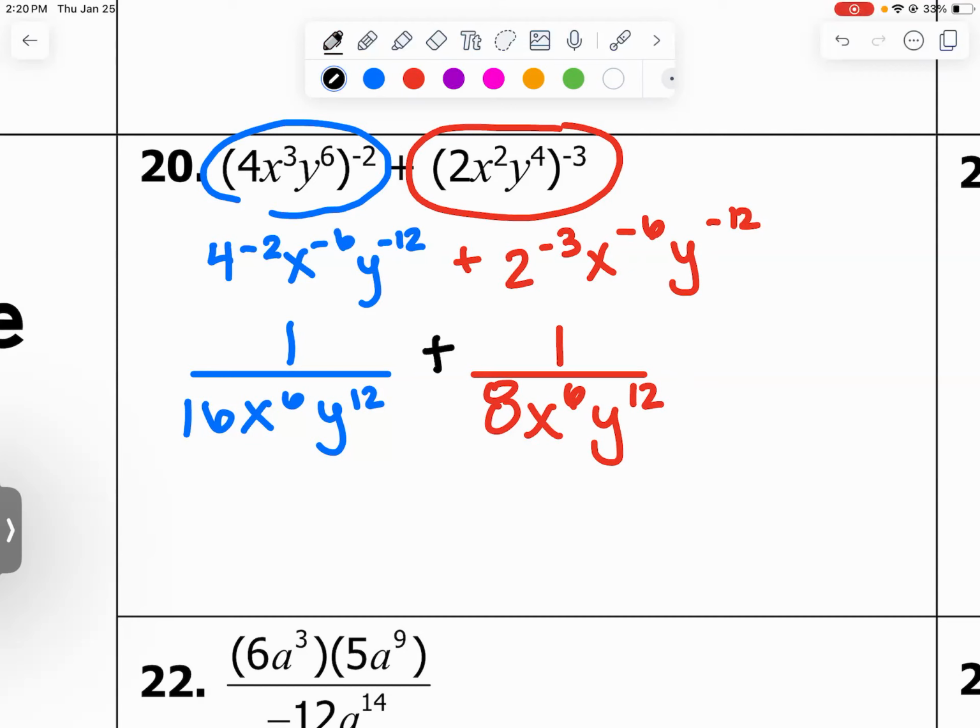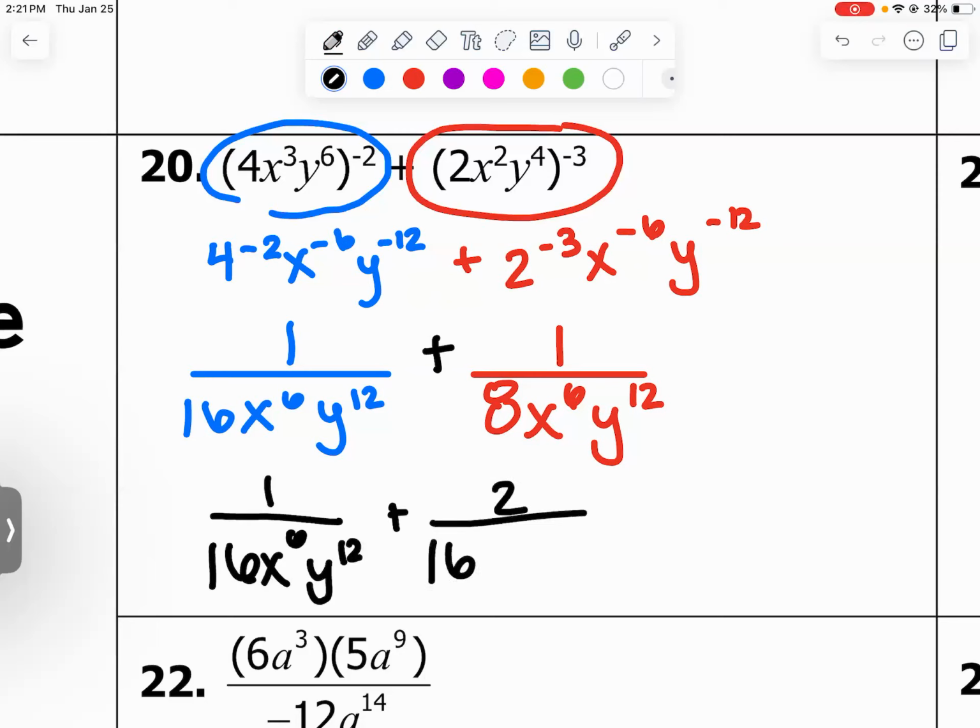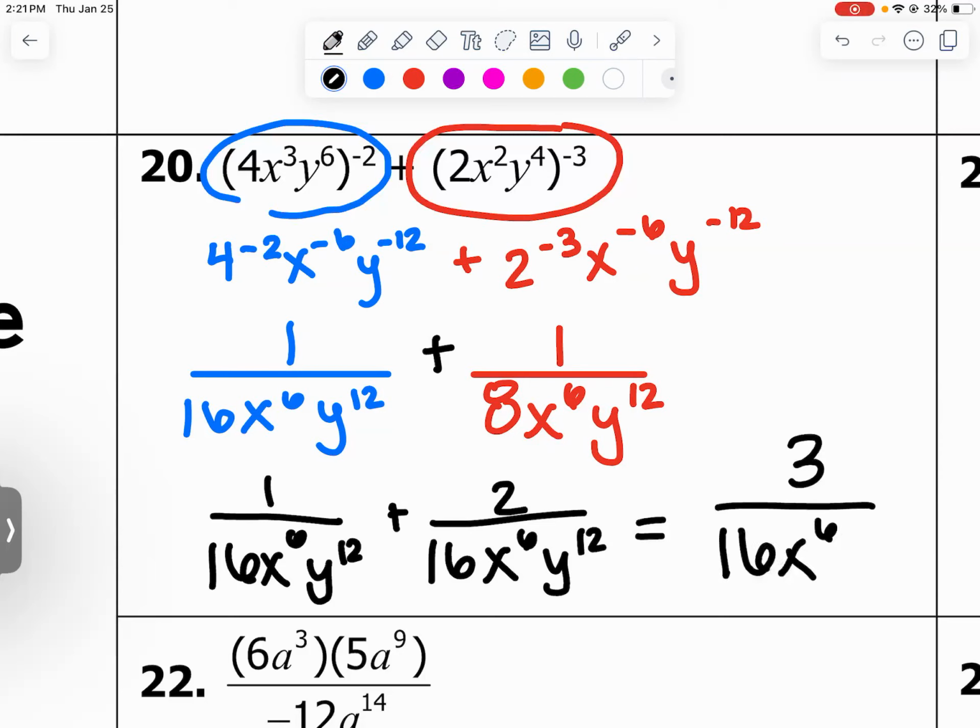So now we have this. First of all, can we add these together? Yes, because we have x to the 6th, y to the 12th in both denominators. But are they ready to be added right now? No. We need common denominators. Since this is a 16 and this is an 8, we have to convert this to a 16. So we have 1/16 x to the 6th y to the 12th plus 2/16, because that's the same as 1/8, x to the 6th y to the 12th. So it's 3/16 x to the 6th y to the 12th.